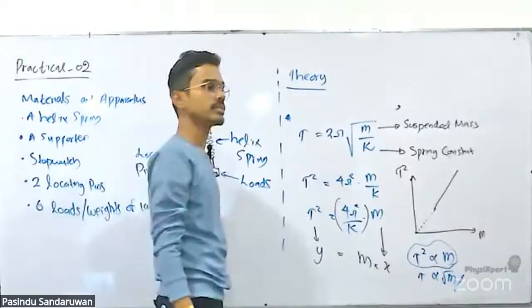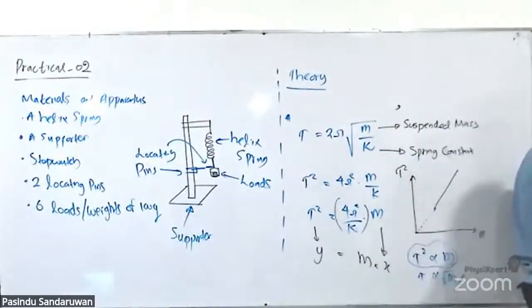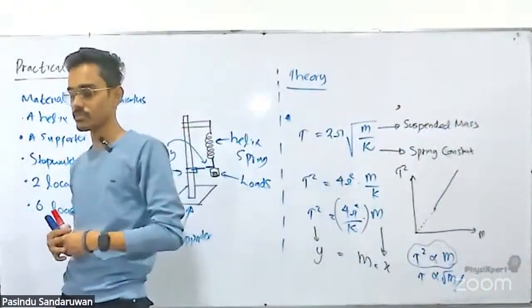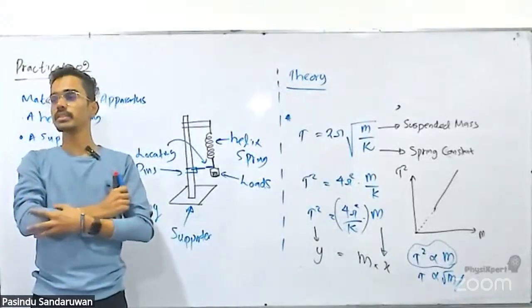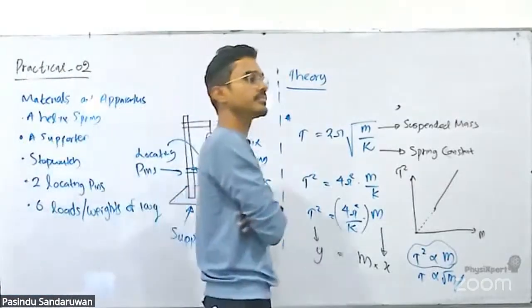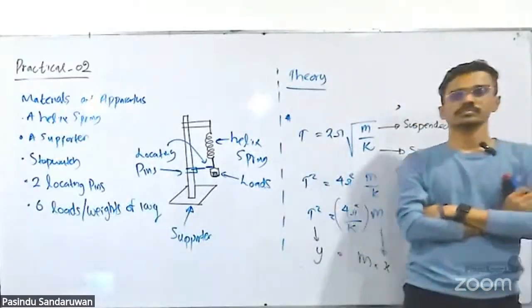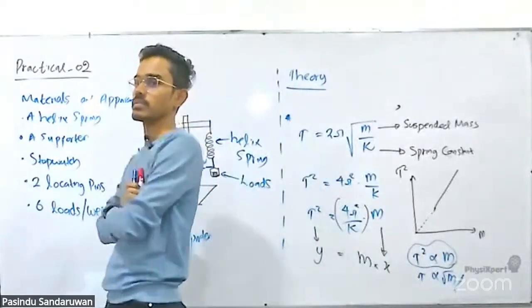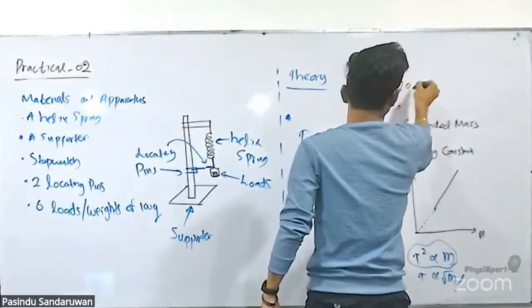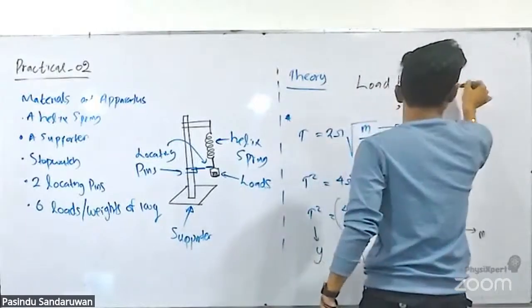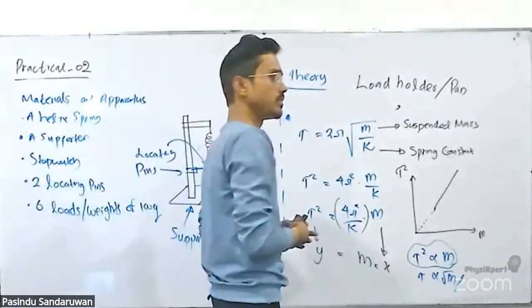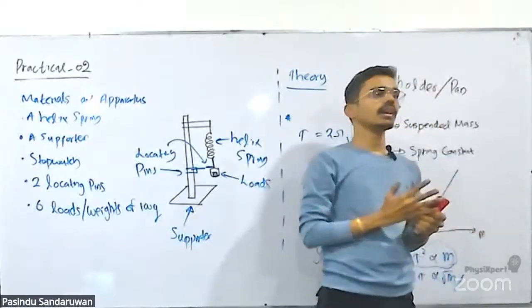Fix the helical spring to a support and attach a load holder slash pan to the other end of the spring.